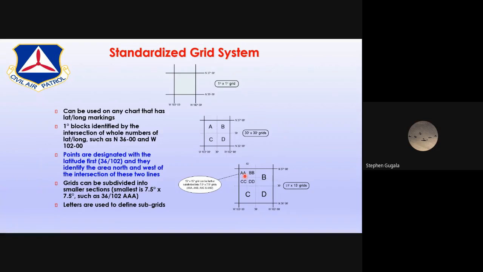Not as detailed as lat/long, but it'll get you in the ballpark, especially if you're in an emergency and all you've got is, okay, we knew we were in CAP grid Alpha Alpha, St. Louis 5. So you can make a quick radio call: look for us in CAP grid St. Louis 5 Alpha Alpha.